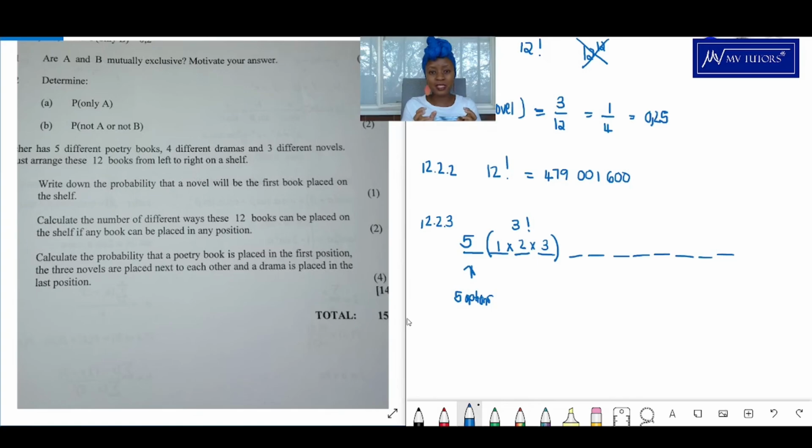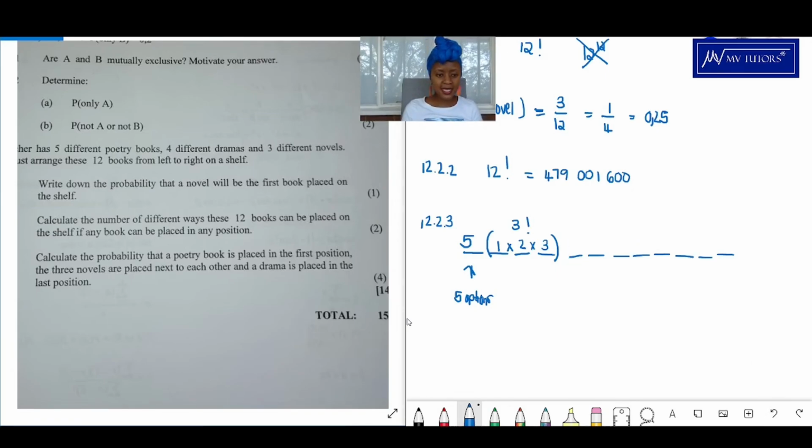The 3 novels must be together, but how exactly are those novels arranged? They can be arranged anyway. That's why we put a 3 factorial. Okay, so are the novels next to the poetry book? They can be. Or I can put the novels there, or I can put the novels there. The novels can be placed anywhere, guys. They're not fixed.